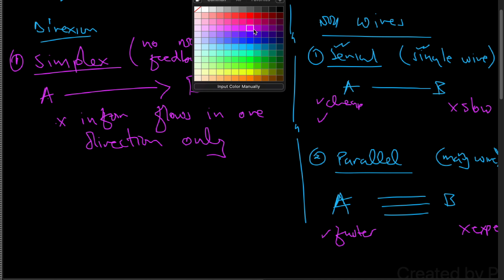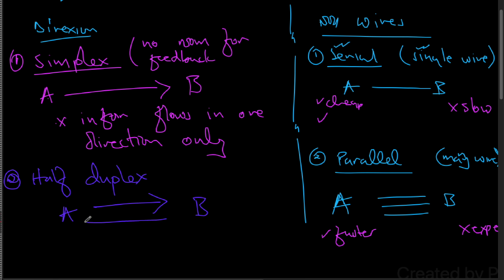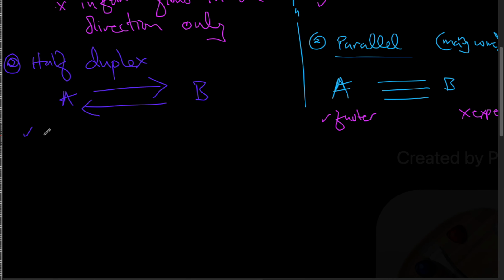Then the next part that we have is going to be called half duplex. Half duplex is when A can send to B like this. B can also send to A, but not at the same time. You get the point? Both directions, but not at the same time. So we're saying that information can flow in both directions.